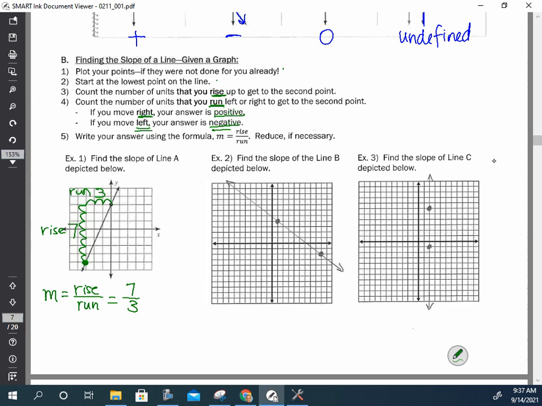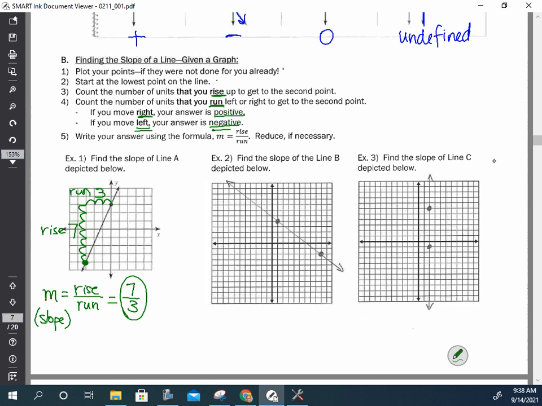So a couple things to notice here. Slope is always represented by the letter M. Your answer is always a fraction unless you were working with decimals to start the problem. If you were working with decimals to start the problem, then it would be okay to give your answer as a decimal. But your slope should always be a fraction, and it should always be reduced. So example 1's taken care of.